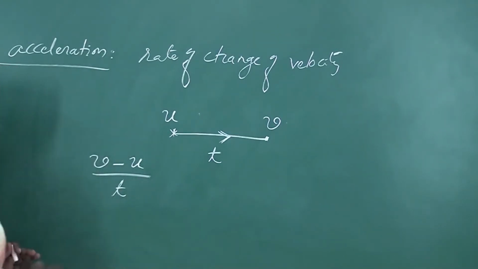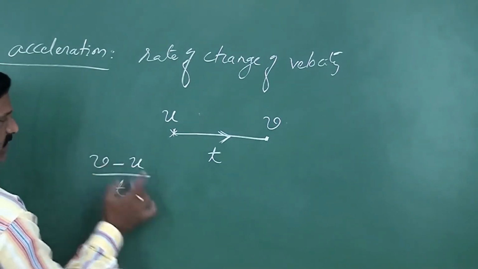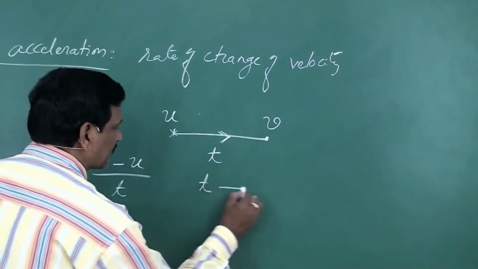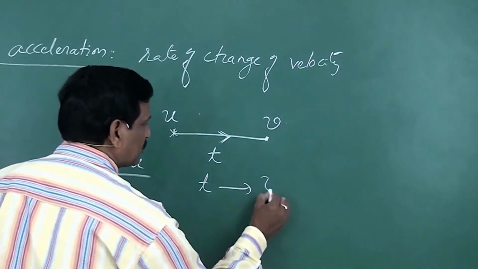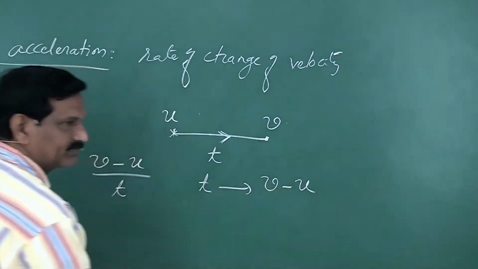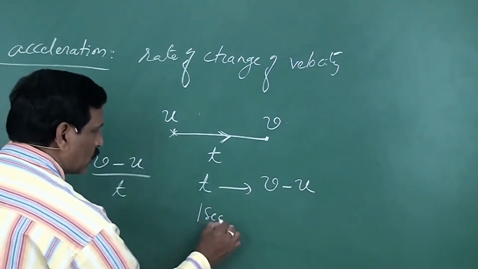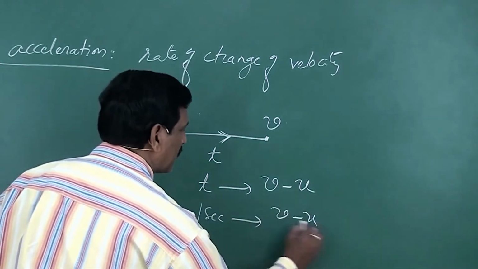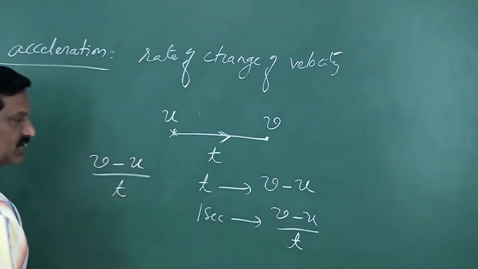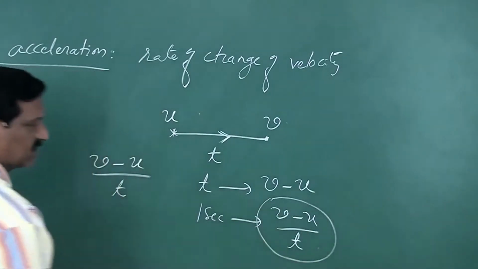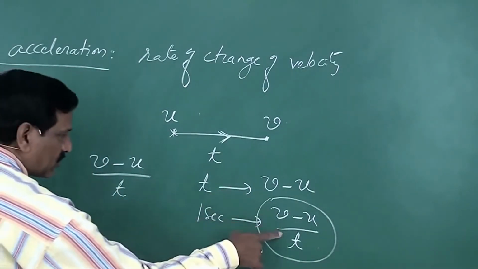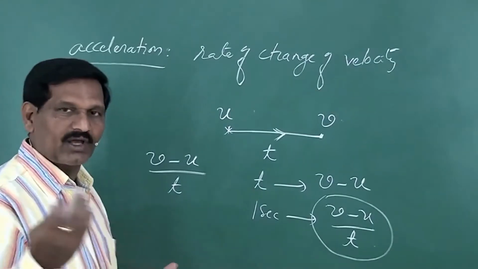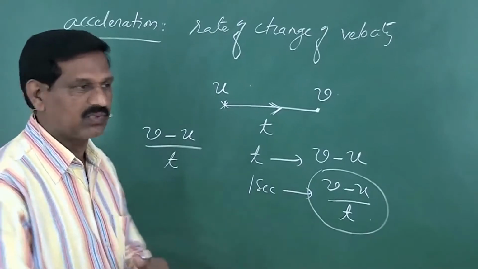Because this change takes place in a time of t seconds, in t seconds the velocity change is v minus u. In 1 second, what is the change in velocity? v minus u by t. This is the change in velocity in 1 second. Now this is called acceleration. And you can also take a numerical example.